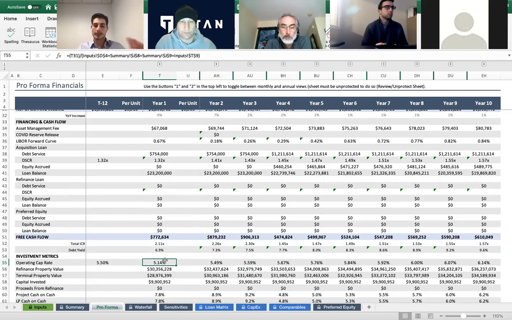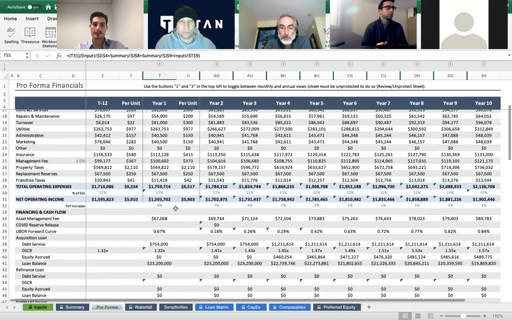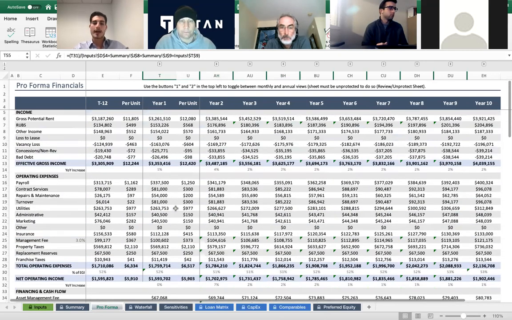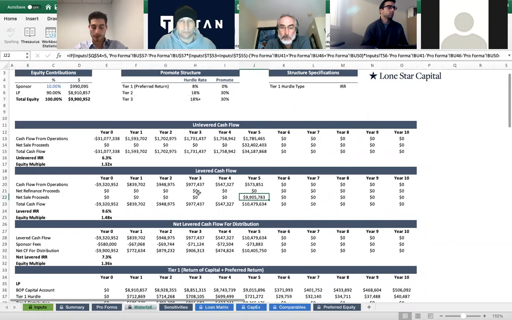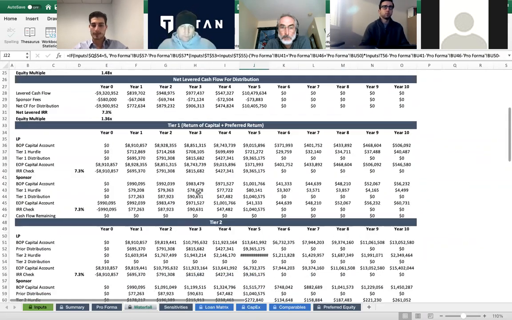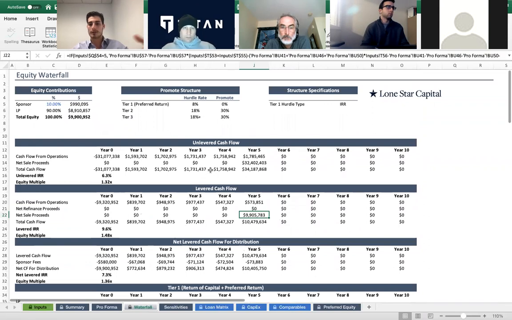It's a reflection of the numbers, but it actually doesn't go into the pro forma. What actually goes into the pro forma are these numbers here, which are trended, and these numbers are what flow to our waterfall, which derive our return calculations, which would be unlevered IRR, levered, and then obviously the promote share. So hopefully that makes sense from a time adjusted standpoint, but it's a really good point.